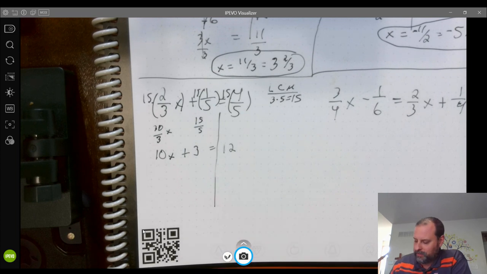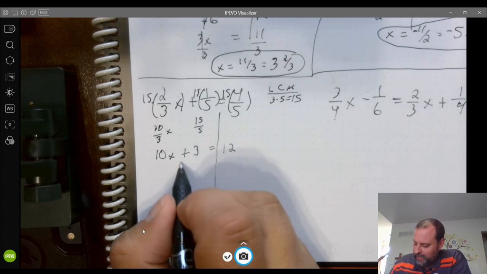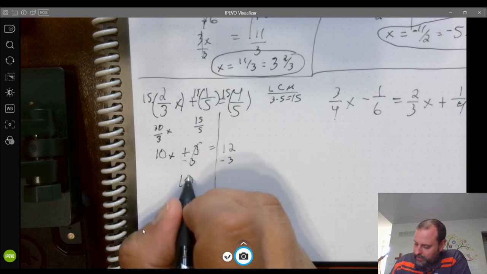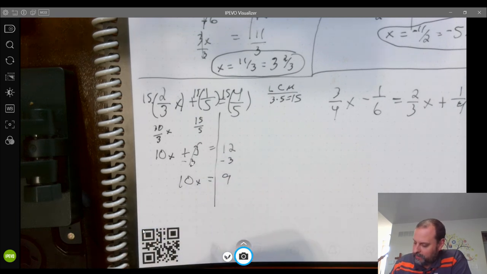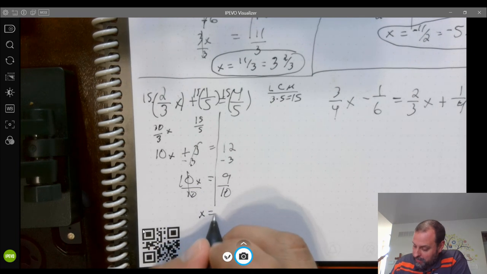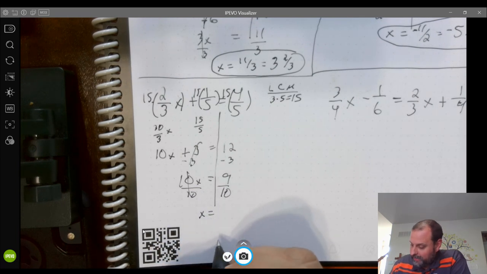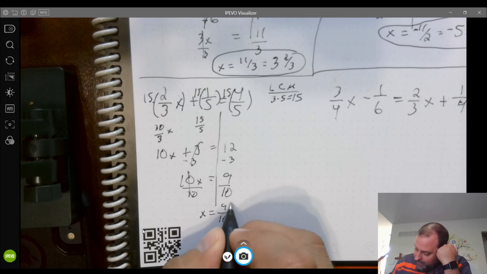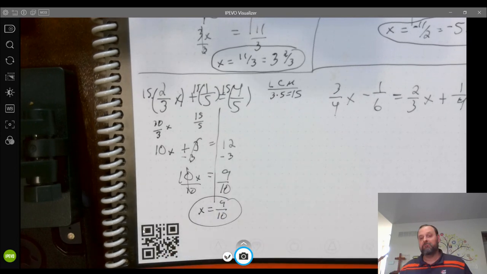All right, let's finish this one out. I now want to isolate the 10x, so I have to get rid of the plus 3, so I subtract 3. So I get 10x equals 9. I divide everything by 10. That's my answer. Okay, 10 ninths, or 9 tenths. I was looking at the 10 first there. 9 tenths. Doesn't simplify.